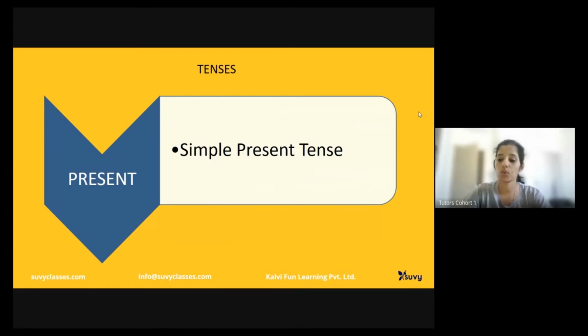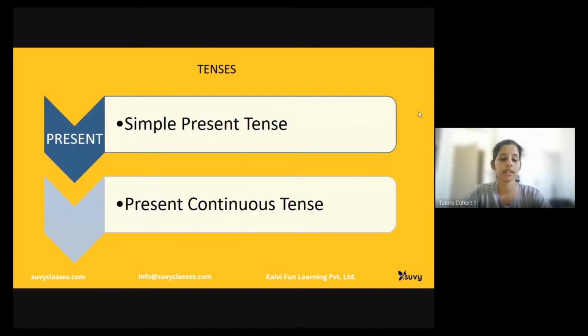Next, what we are going to do is present continuous tense. In present continuous tense, it is about something that is continuous. It is still happening. Okay, it is happening now. It has not stopped yet. Like I am talking, I am still talking, I haven't stopped. So this is happening in the present and it's still happening now.